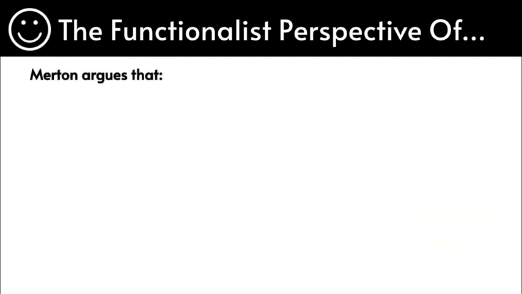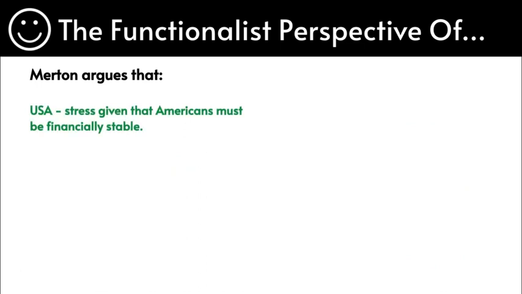Continuing on, we look at Merton. Merton is another functionalist which you have not heard about. Merton is a sociologist, and he argues that in the USA there's a huge stress on Americans being financially stable, and they should not be economically dependent on anybody. They should be very financially strong. They should have their houses, they should have luxury cars and stuff like that.